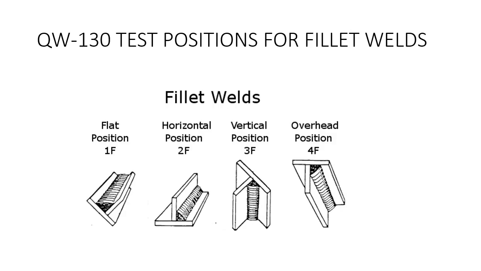Okay, we've got QW-130, test positions for fillet welds. So for fillet welds, you can see 1F is the flat position, horizontal position is 2F, vertical position, if we're going either up or down, is a 3F, and then the overhead position is a 4F. So you need to be able to talk back and forth between G's and F's. F is for fillet, G is for grooves. So this is the basis of the positions when we start talking about weld test positions.